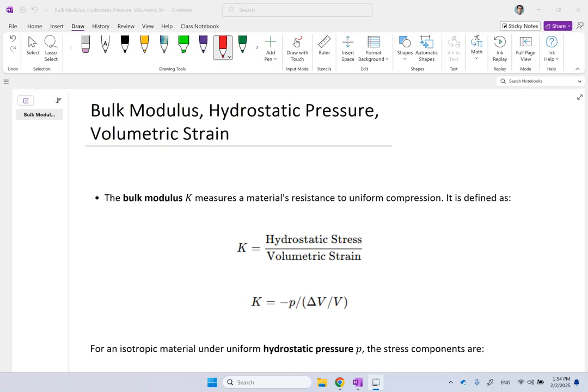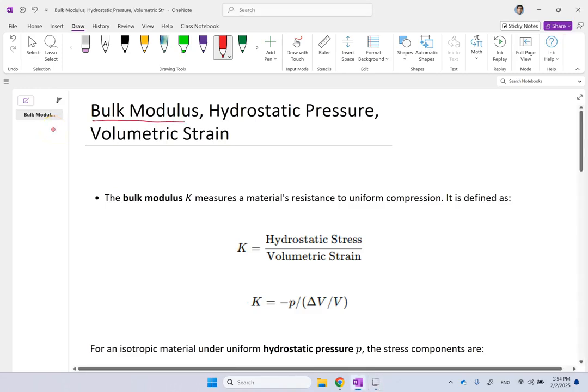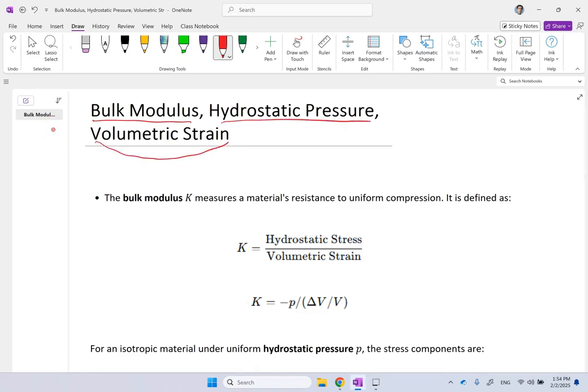Hello everyone. The next video I consider for you in the playlist Solid Mechanics is about a parameter that depends on the material. It's called the bulk modulus, which you typically define for hydrostatic pressure, and there is another thing that is related to the volumetric strain. So let's talk about this parameter.